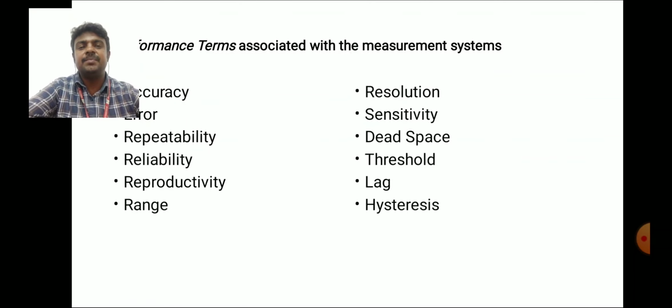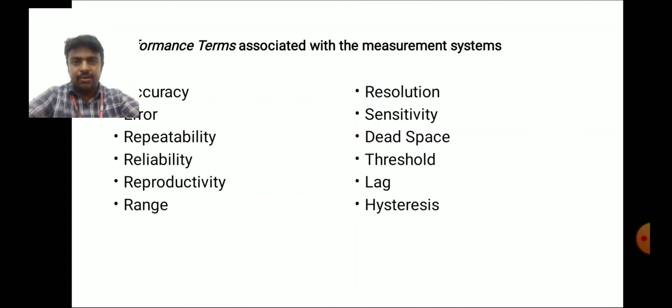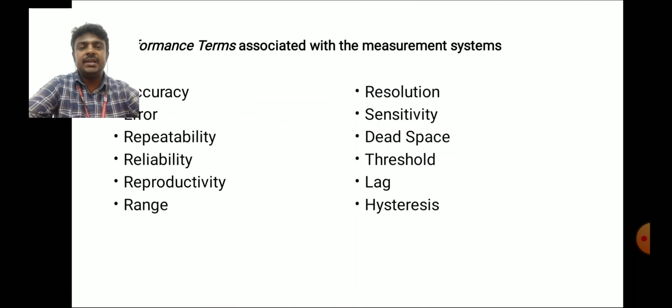And next one is the performance terms. In order to conduct the experiments in a very reliable manner, we have to adhere to the following performance terms. So let's see one by one. The first ones are accuracy, error, repeatability, reliability, reproducibility, range, resolution, sensitivity, dead space, threshold, lag, hysteresis. So let's discuss the parameters one by one.